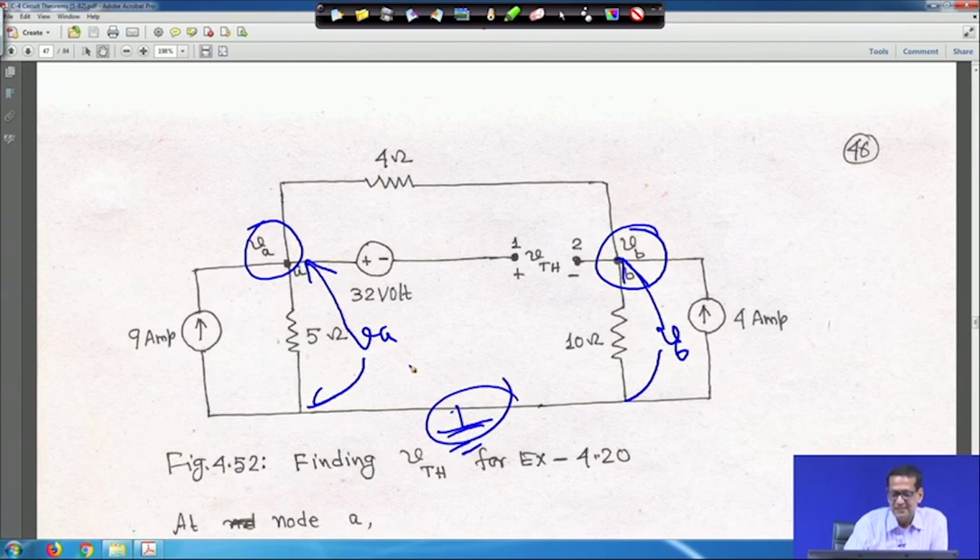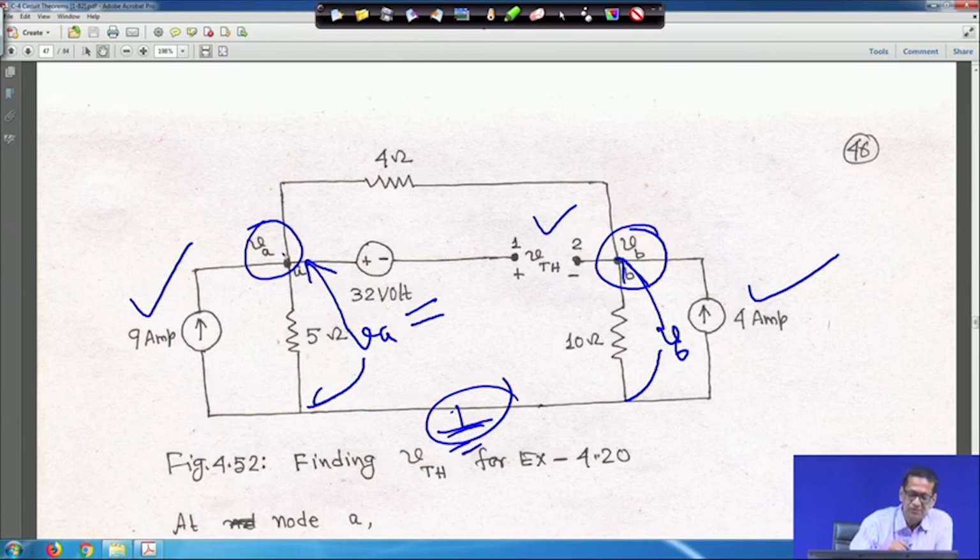So, the question is that these two voltages have been taken, but you have to ultimately obtain V Thevenin. There are two independent current sources, a 9 ampere source and a 4 ampere source, and one independent voltage source of 32 volt. Now, what you do is you apply KCL at this node.